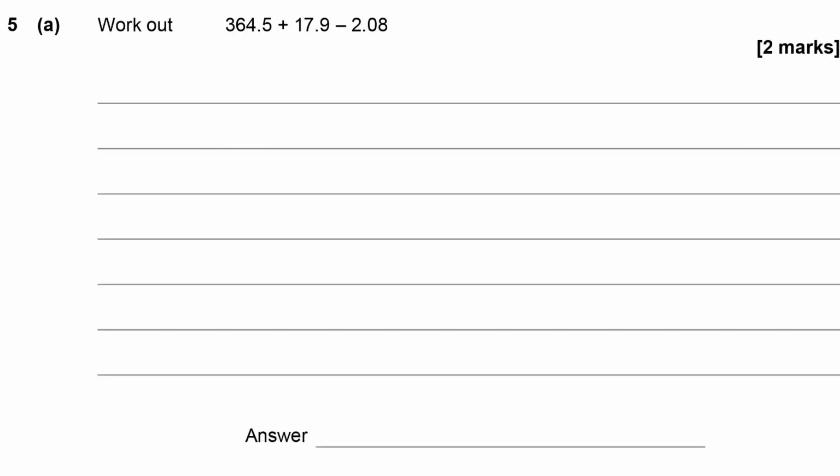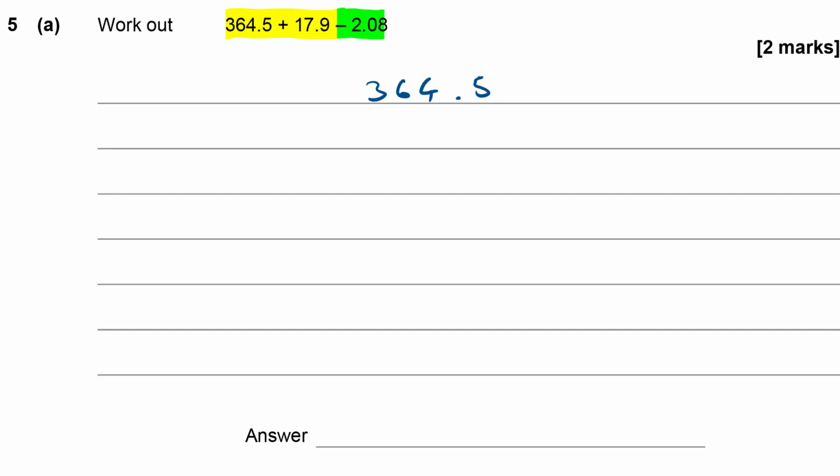Question 5a, work out 364.5 plus 17.9 minus 2.08. So I've got decimal addition and subtraction here. I'm going to start by just adding these two numbers together first, make a total, and then subtract the last part second. First off I'm going to add 364.5 to 17.9. I'm going to do column addition.